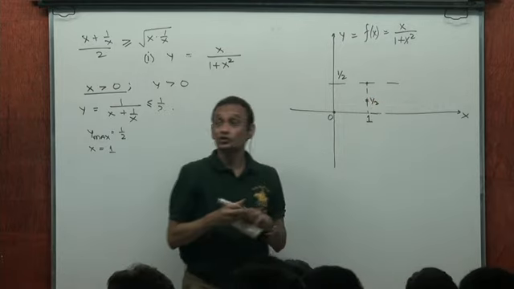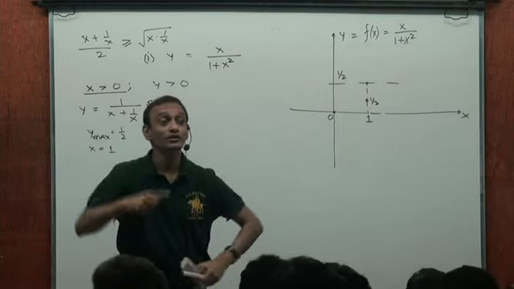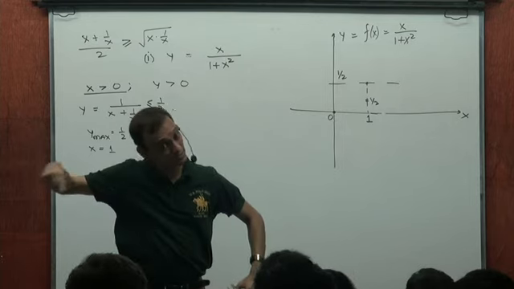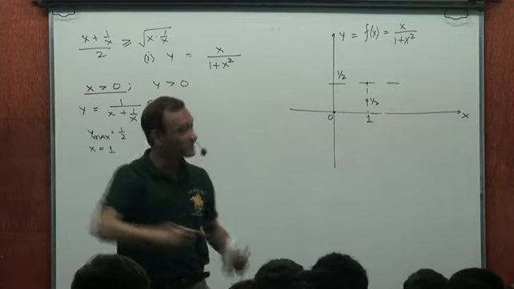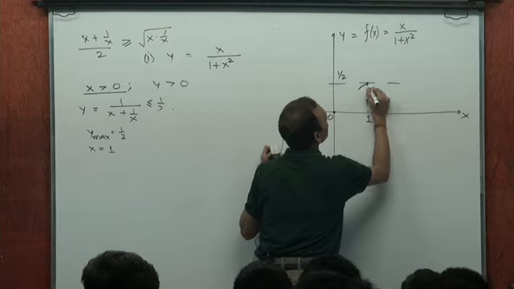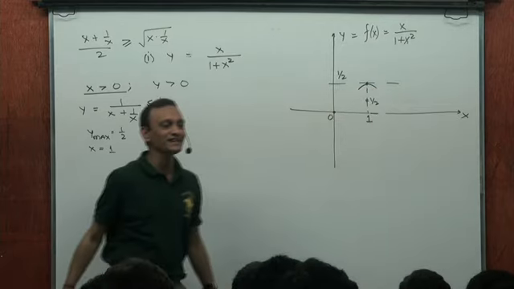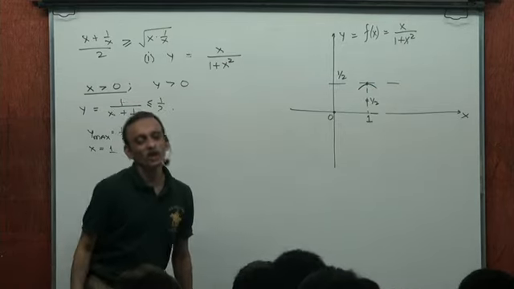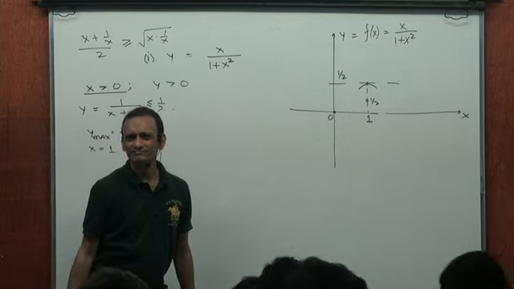And this is not just a global maximum. It's a local maximum also. Therefore, at x equal to 1, you would get a local maxima like this. Yes or no? Right?